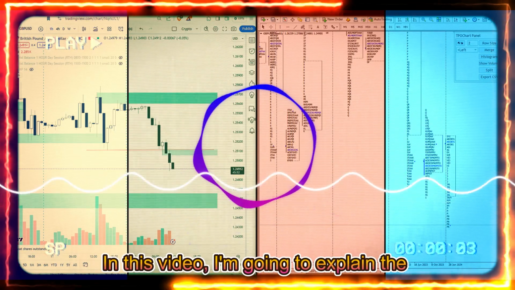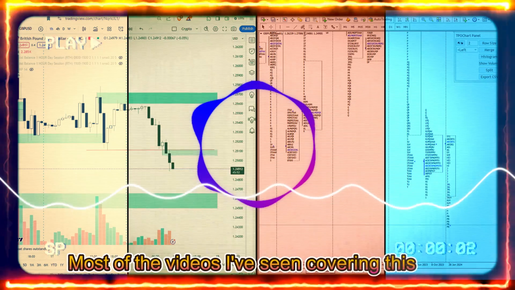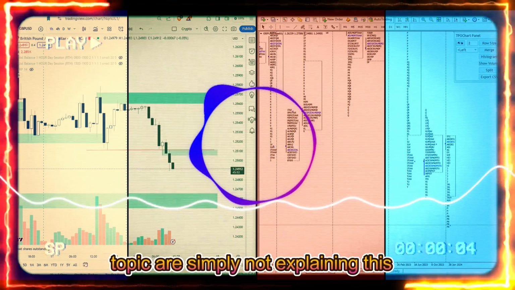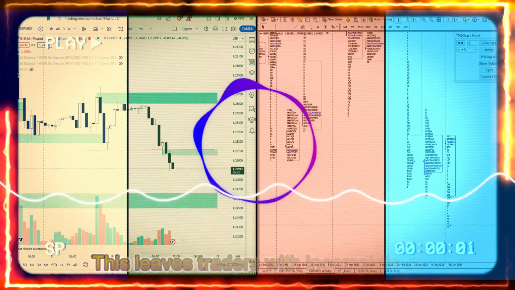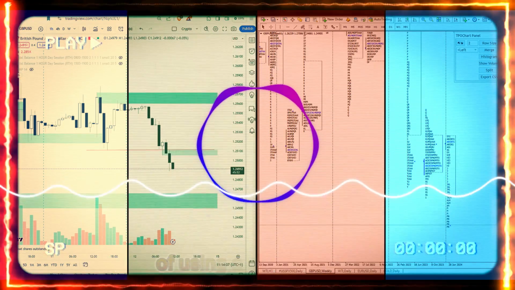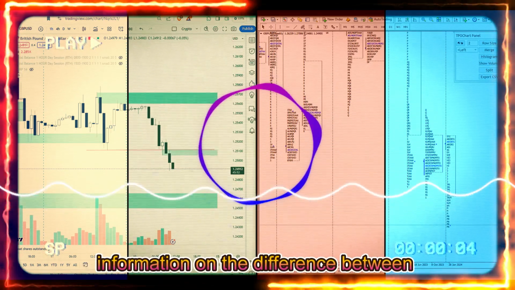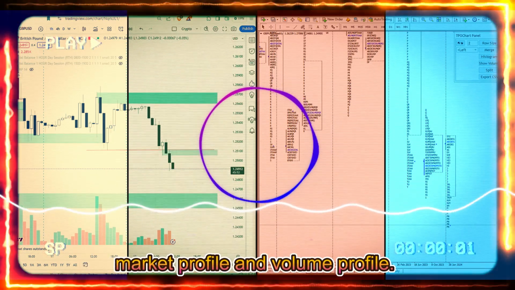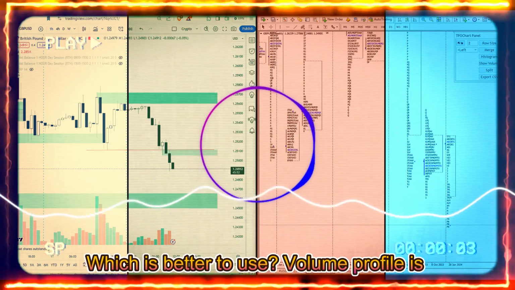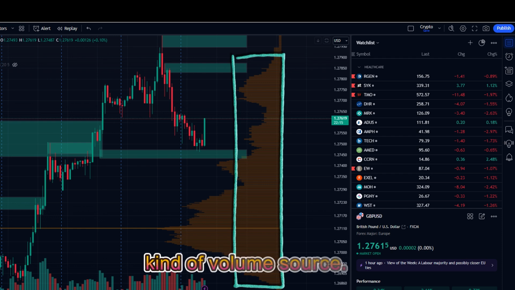In this video, I'm going to explain the difference between market profile and volume profile. Most of the videos I've seen covering this topic are simply not explaining this correctly. This leaves traders with incomplete or inaccurate information as to the benefits of using a market profile. So I'm going to be giving you accurate information on the difference between market profile and volume profile, which is better to use.